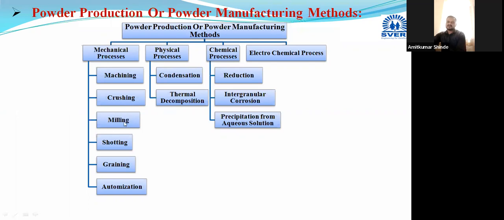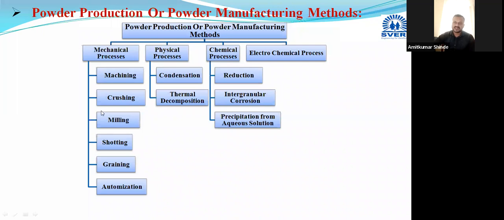The third type of mechanical process to get the desired powder is the milling process. Now, in this milling process, what we are going to do is simply take one drum. One drum or container will be there, and in that some hard materials will be taken in the form of rod or disc, along with the raw material whose powder we want to manufacture.